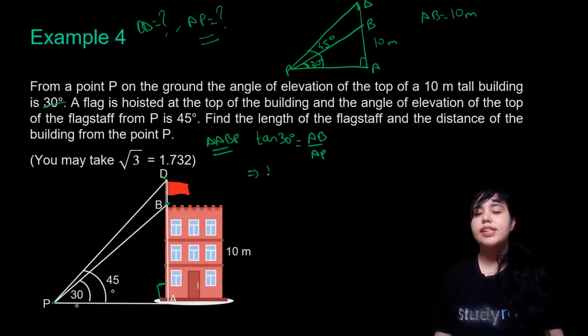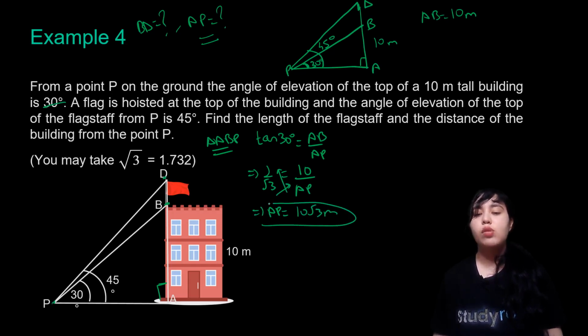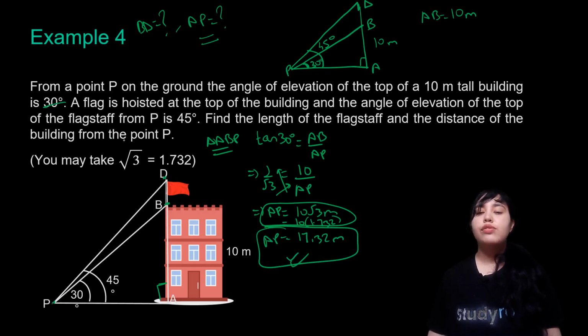What is tan 30 degree? That is 1 by root 3. So that is equal to AB, which is 10 upon AP. So if you cross multiply, you will get AP as 10 root 3 meters. So we've already found out the distance of the building from the point P. Now since they've given root 3, you can make use of this value of root 3, 1.732. So 10 into 1.732 also you can do. And when you do that, you will get 17.32 meters. This is your distance AP. Okay, what is this distance of the building from the point P?